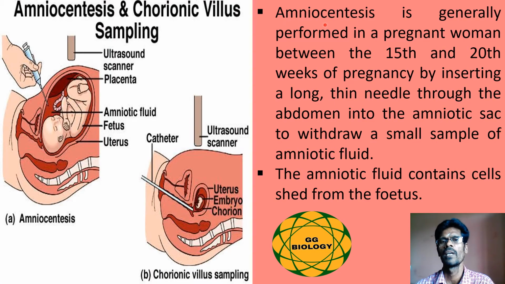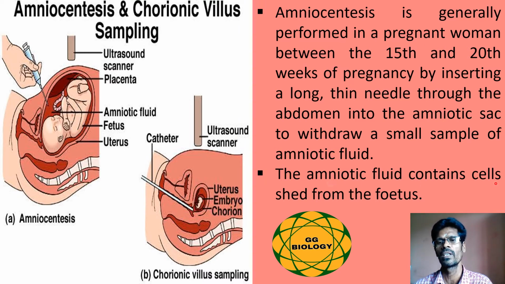This technique, amniocentesis, is generally performed in a pregnant woman between the 15th to 20th week of pregnancy, by inserting a long thin needle through the abdomen into the amniotic sac to withdraw a small sample of amniotic fluid. In this picture it is shown. By piercing the thin needle, the sample is collected.